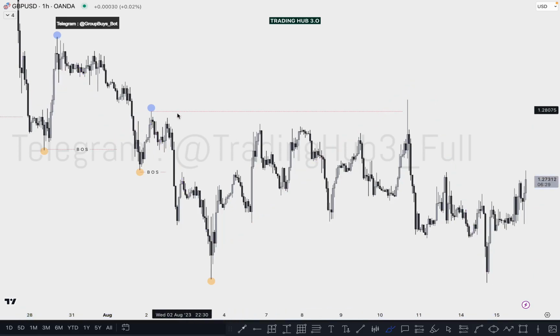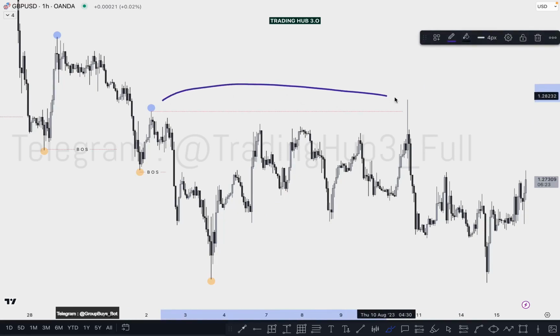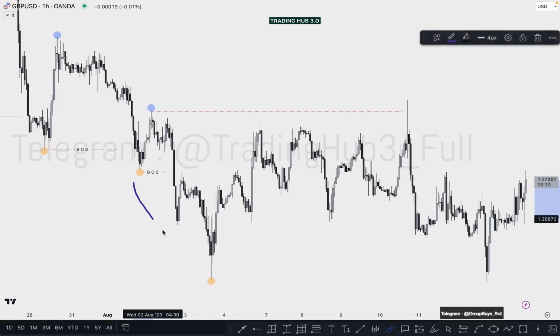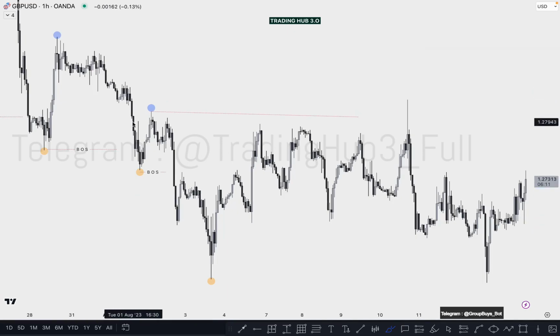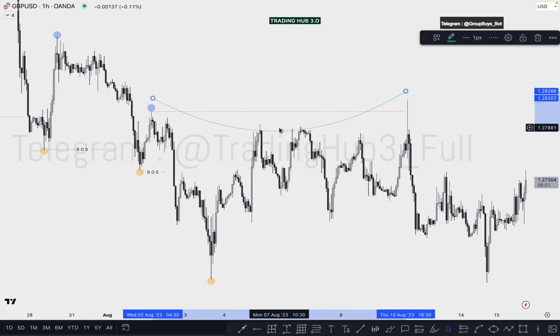So what happened here? In this case, this high is broken by this move, okay? So this high transfers from here to here, okay? And this low will be transferred from here to here. This move will be the high. This high transfers from here to here, something like this.